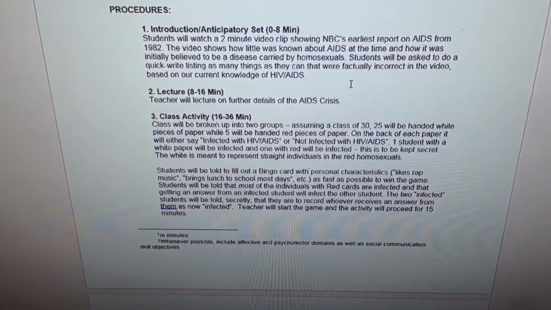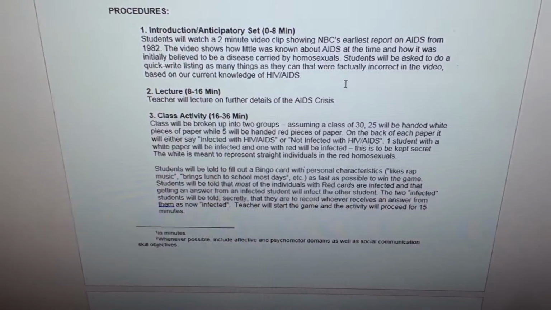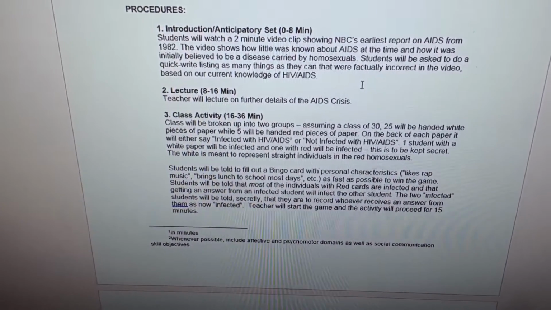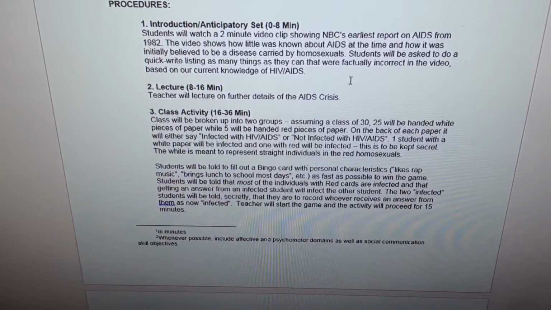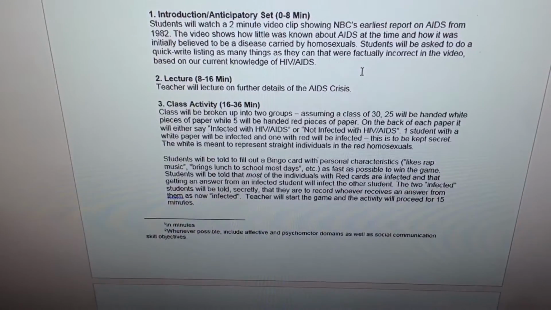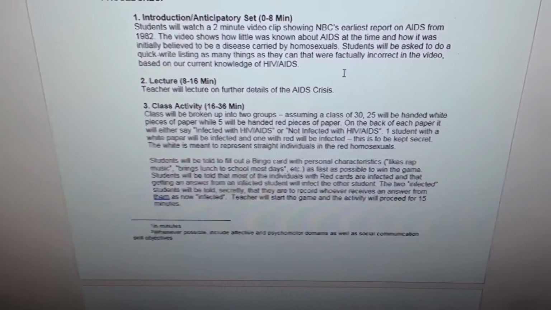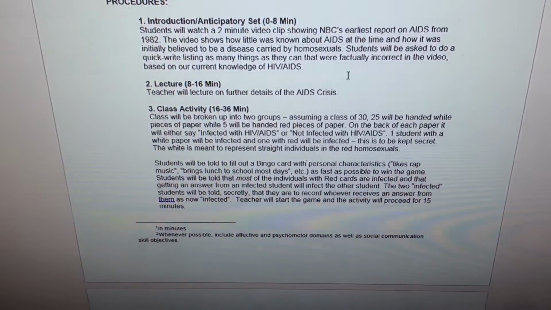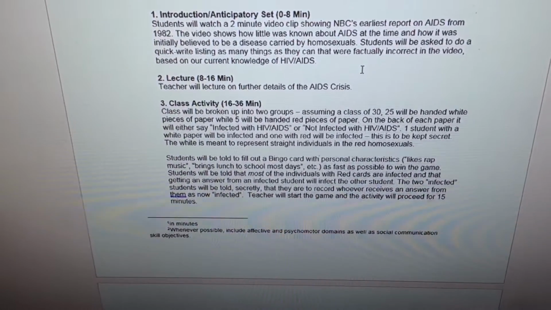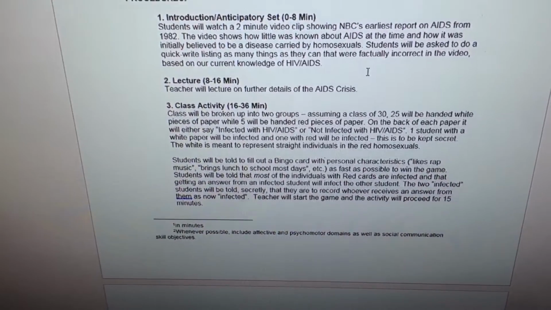So I'll start the lesson off with that and then have students do a quick write to just kind of see where their knowledge is at about what they find is factually incorrect in that video. From there, I will move into a short lecture where I go over further details of the HIV/AIDS crisis and its historical impact and its impact on civil rights.